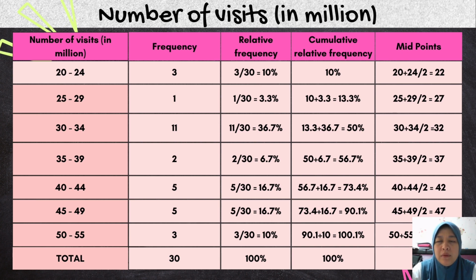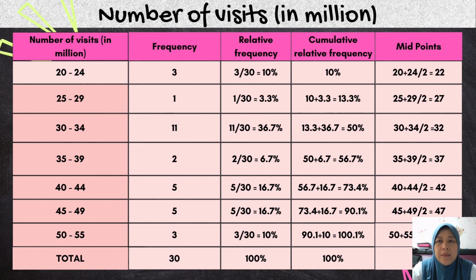For part 1, group the data first into the classes and then calculate the relative frequency and cumulative relative frequency for each class. For the data number of visits, we choose the smallest number and the largest number to make the groups. So, we have 7 groups and the total frequency is 30.